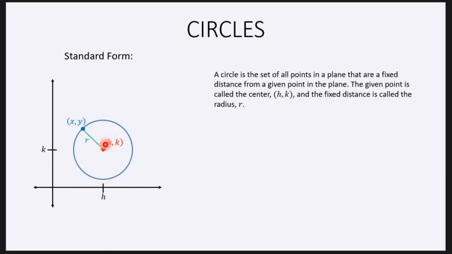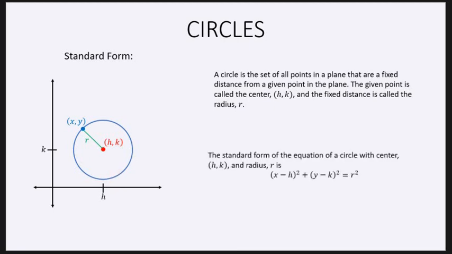h, on the x-axis, is the x value of the central point, and k is the y value of the central point. The standard form of the equation of a circle with a center at (h, k) and a radius of r is given by the quantity (x minus h) squared plus the quantity (y minus k) squared is equal to the radius squared.